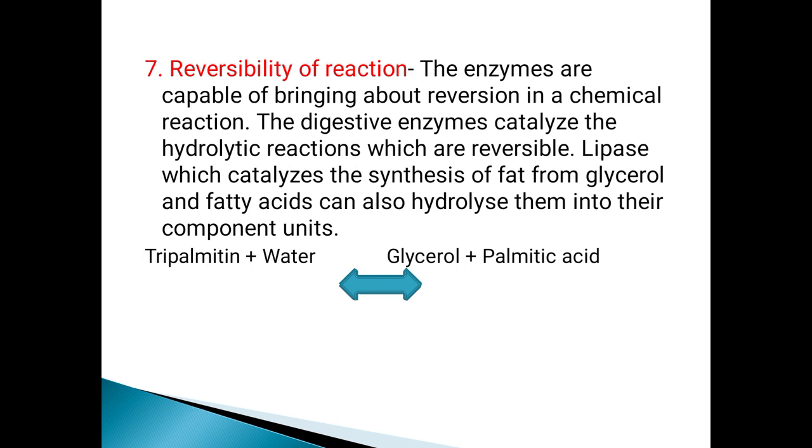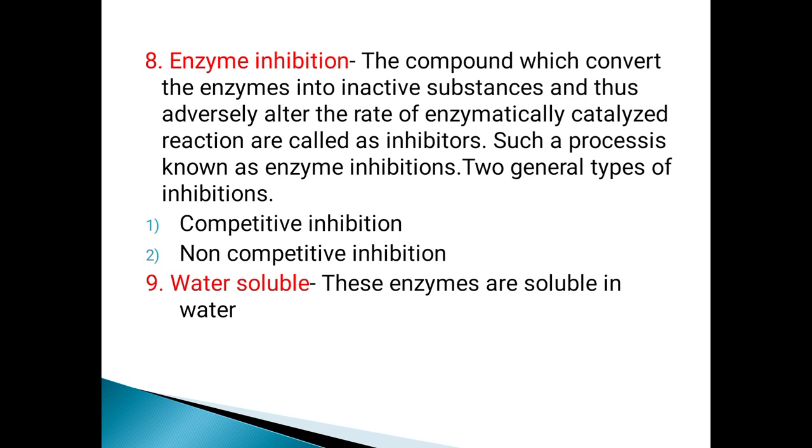Then the eighth one is enzyme inhibition. Compounds which convert the enzyme into an inactive substance and thus adversely alter the rate of an enzymatically catalyzed reaction are called inhibitors. Such a process is known as enzyme inhibition. There are two general types of inhibition: the first is competitive inhibition and the second is non-competitive inhibition.